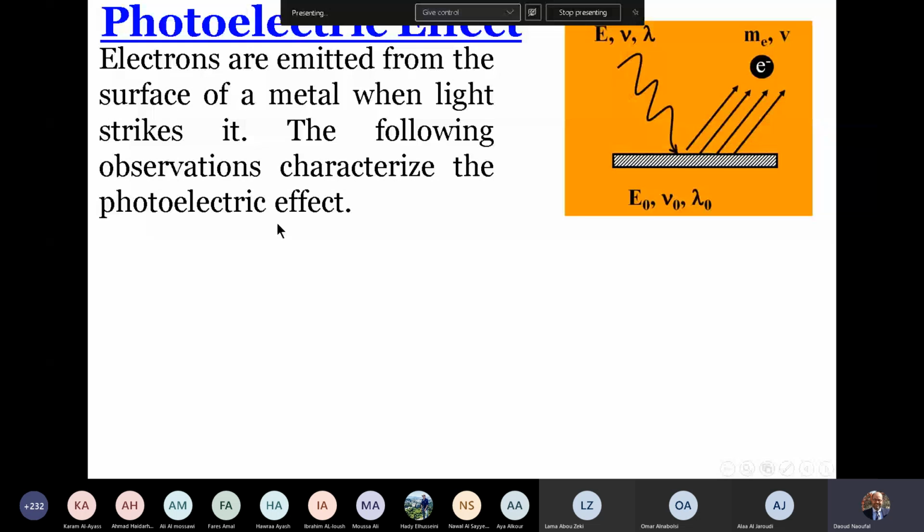So what is the photoelectric effect? It is the process of emission of electrons from a metallic piece by striking energy to this metallic piece. This is the photoelectric effect. And Einstein had many observations in his experiment.